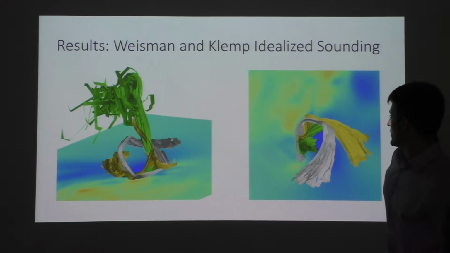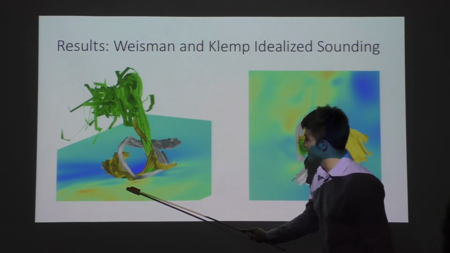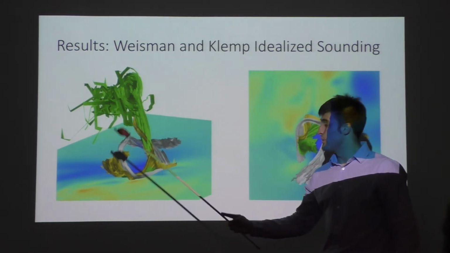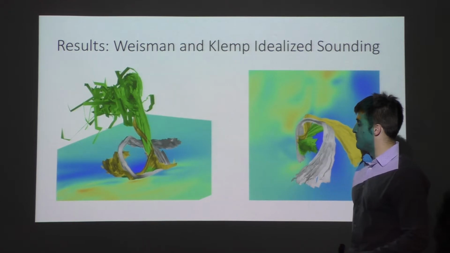This is an image of inflow parcels going over the top of the helical structure and then winding around the parcels associated with the downdraft.